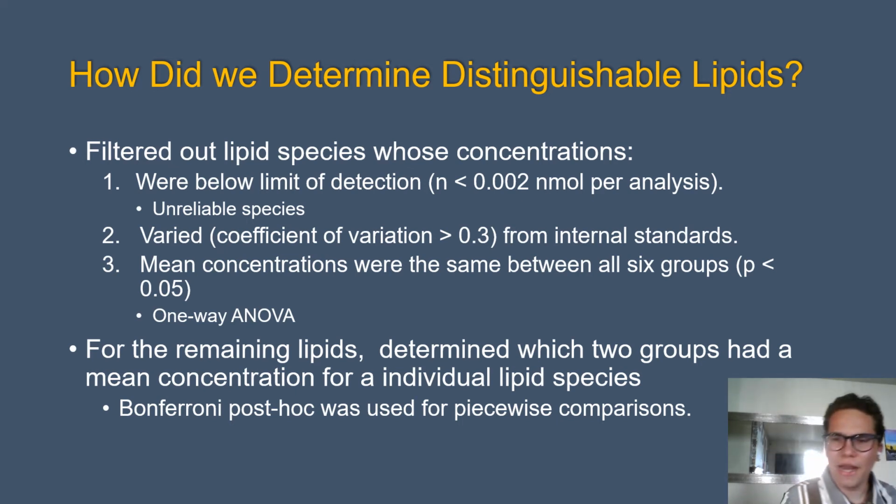investigate. And next, we're trying to distinguish between lipid species. So if the mean concentrations between all the 6 groups were the same, we filter those ones out because we're only looking for ones that are distinguishable or have mean concentration differences. And next, we used a piecewise comparison to determine which 2 groups had a lipid species mean concentration difference.